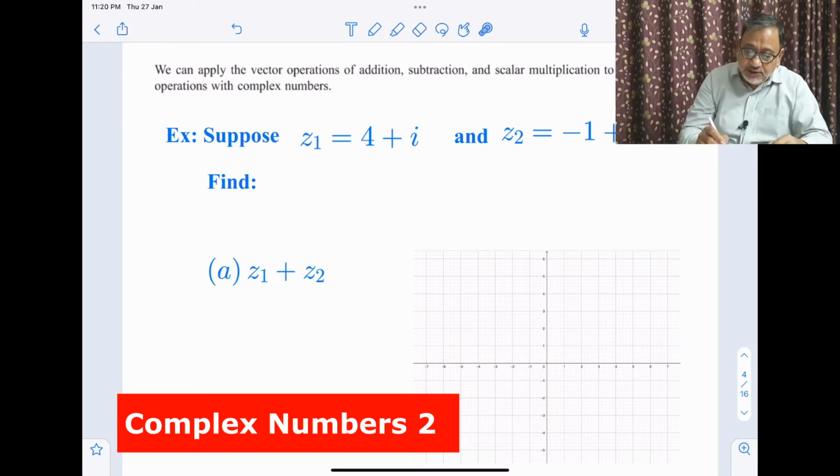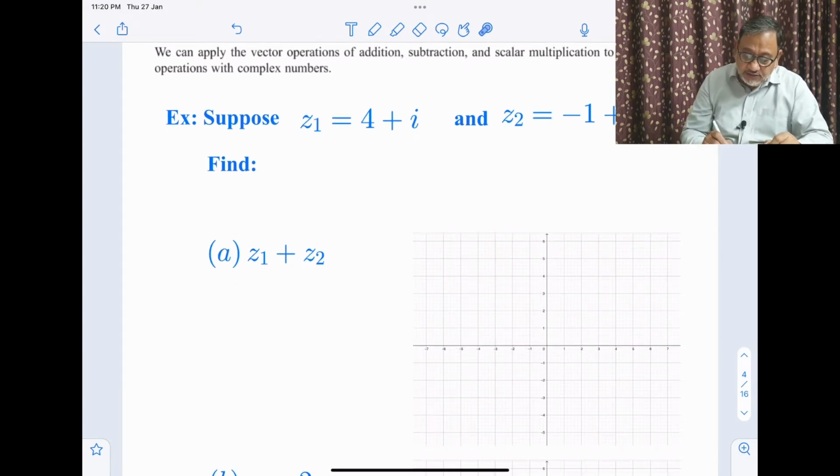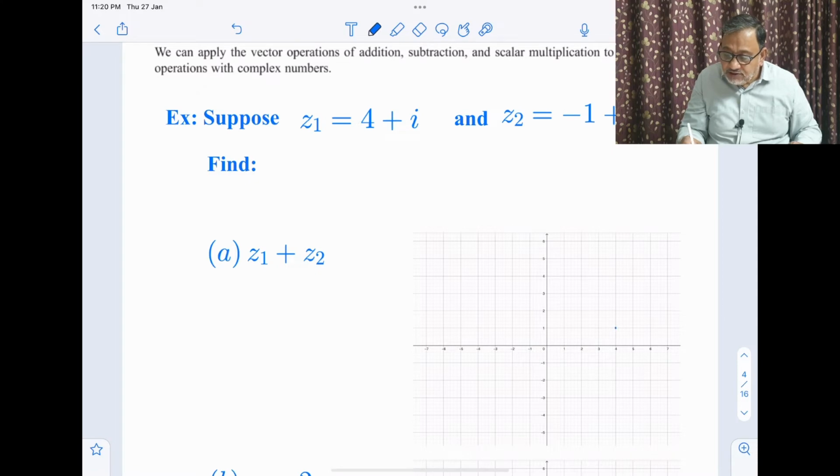Okay. So look here now. First I will show you where it will be and how they will be. So Z1 plus Z2. Now what is Z1? 4 plus i. I have put here a graphics plane because we have to draw the actual diagram. So 4 on the real axis and 1 on the imaginary axis. So 4 here and 1 here. This will be the place where it will go. Let me show you by arrow.